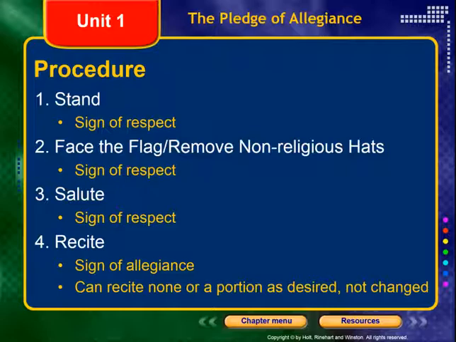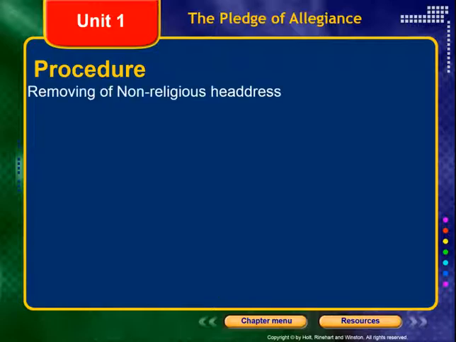While you recite, you actually have the right to recite none of it or a portion of it. Like I said earlier, you can simply not say the term under God if that offends you. However, you're not allowed to change the words. You can recite some of it or all of it or none of it, but you can't change the words.